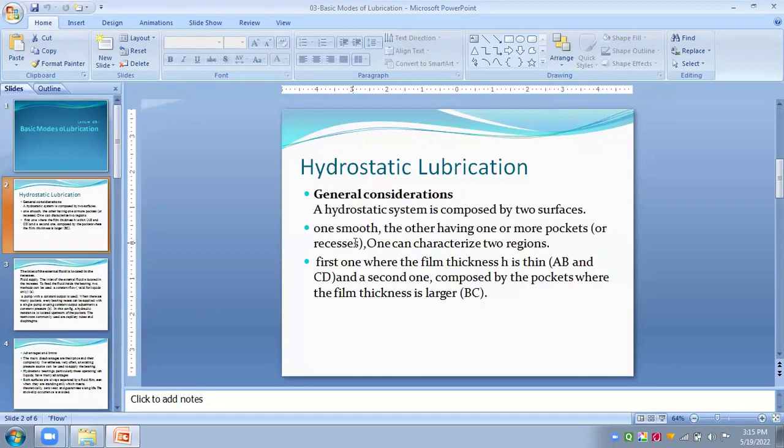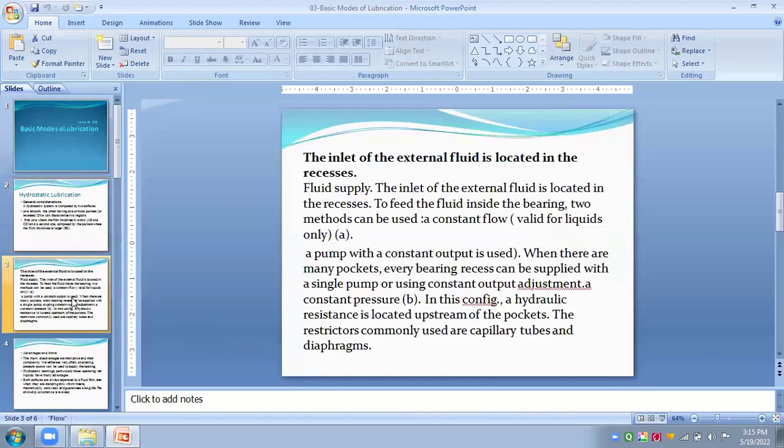In this figure we are showing that the hydrostatic system is composed of two surfaces. One is smooth and the other has one or more pockets or recesses. The first one has a thin film thickness, and the second one, composed of a pocket, has a larger film thickness. The lubricant is supplied from an external source, located in the recess. The flow should be constant, valid for liquid only. A pump with a constant output is used when there are many pockets, so every bearing recess can be supplied. The hydraulic resistance is located upstream of the pockets.